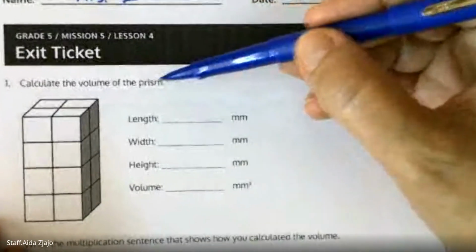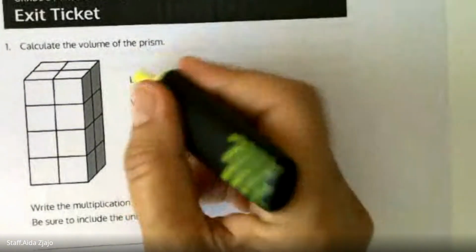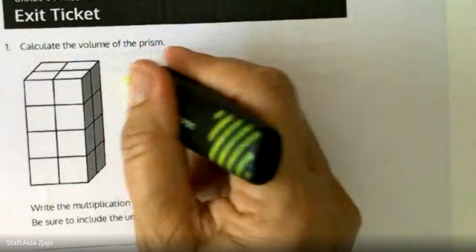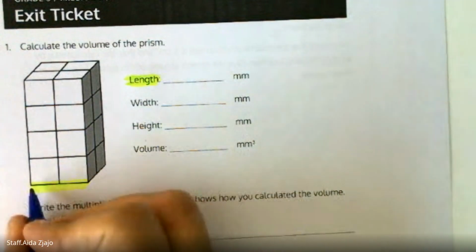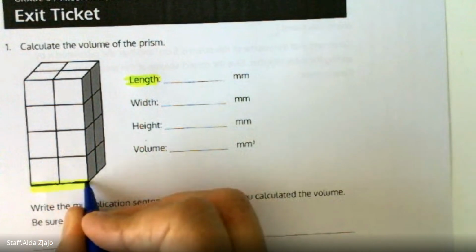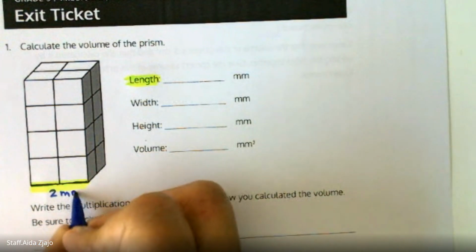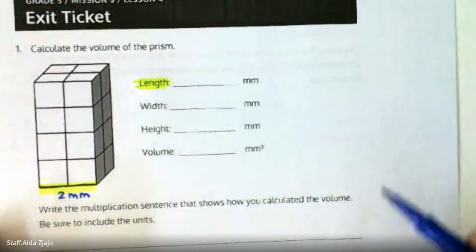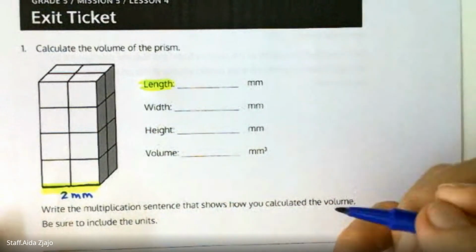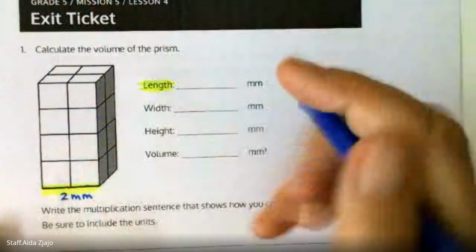Calculate the volume of the prism. Okay, they give you the length to figure it out. So if this is our length or long side, we can see that's 1 unit, 2 units, millimeters actually. So that is 2 millimeters. If that is the unit, it should be very small if it's millimeters, but it's okay. We can use a microscope and enlarge the box.